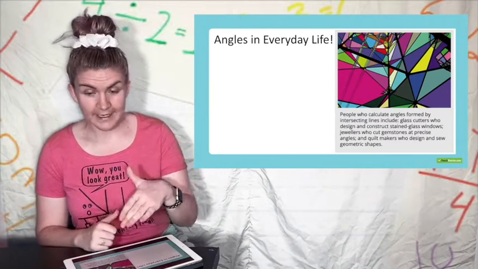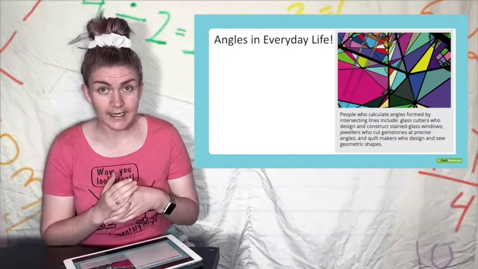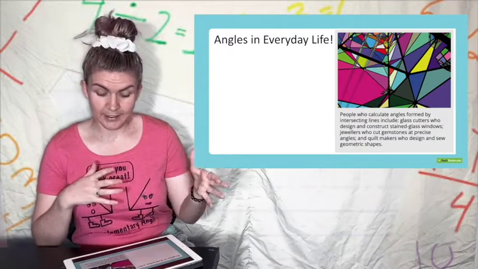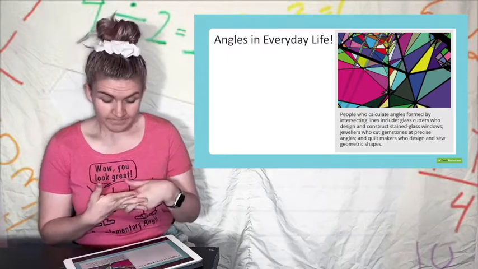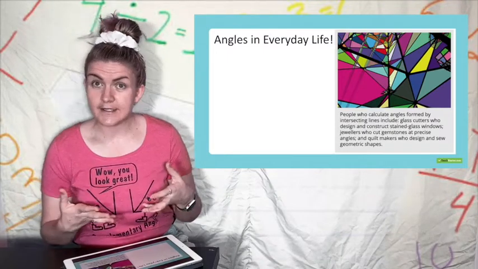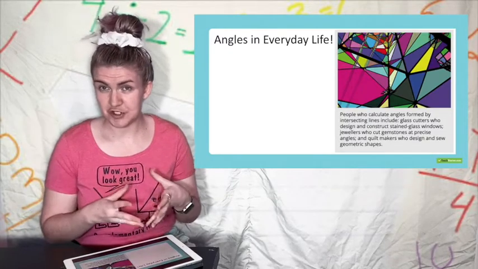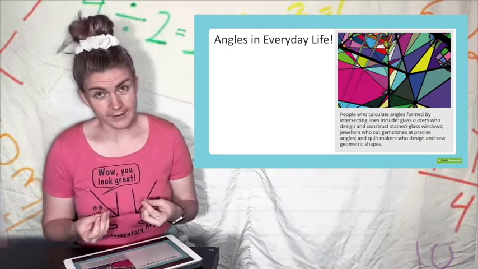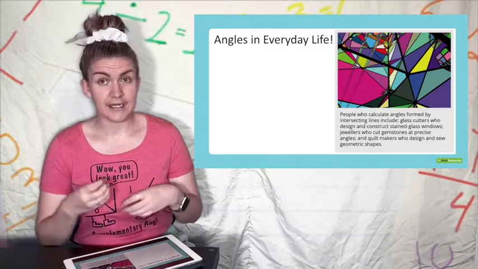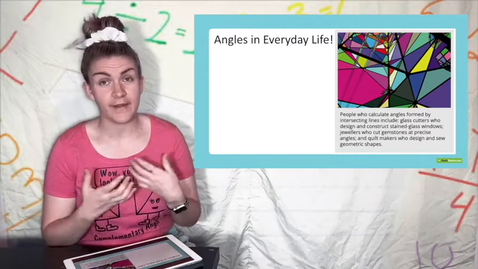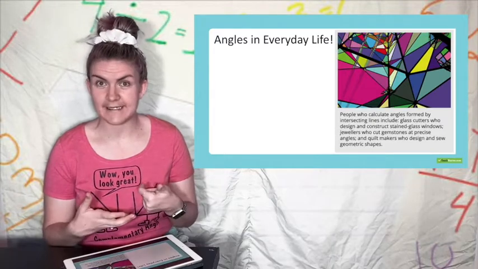People who calculate angles formed by intersecting lines can include glass cutters. They have to design and construct stained glass windows. It also includes jewelers. They would have to use it to cut gemstones at precise angles to fit into their jewelry. And even quilt makers who design and sew different geometric shapes in with each other. They would all be using angles formed by intersecting lines.